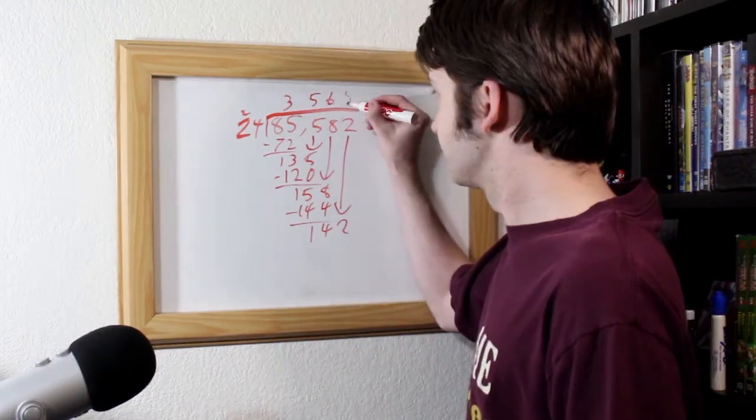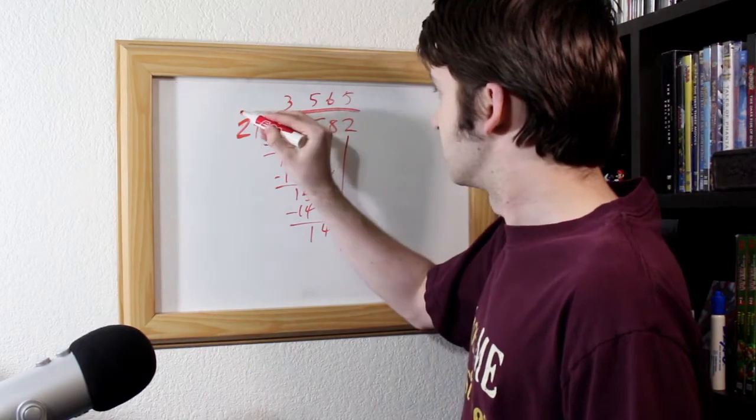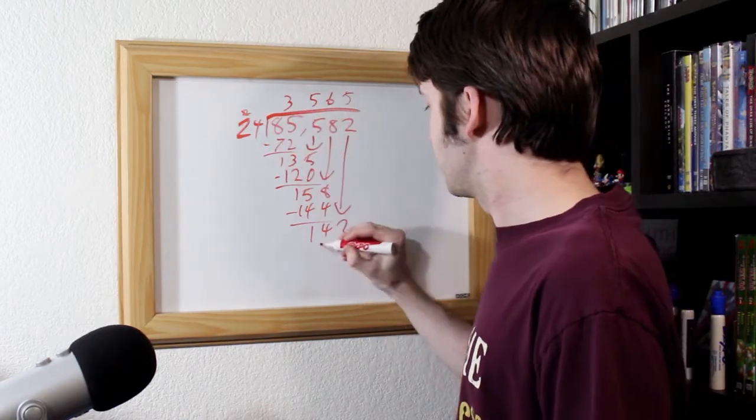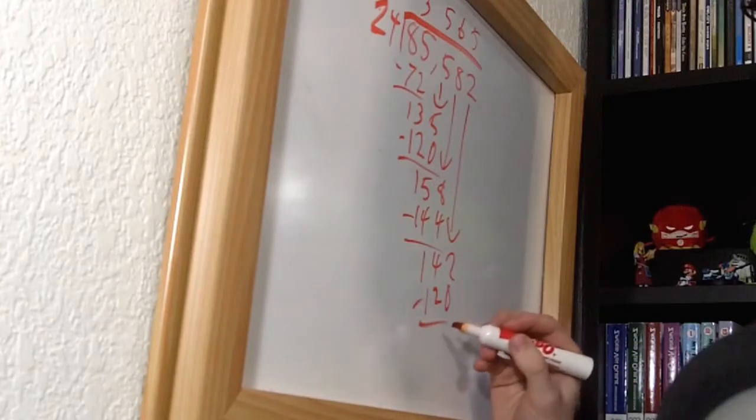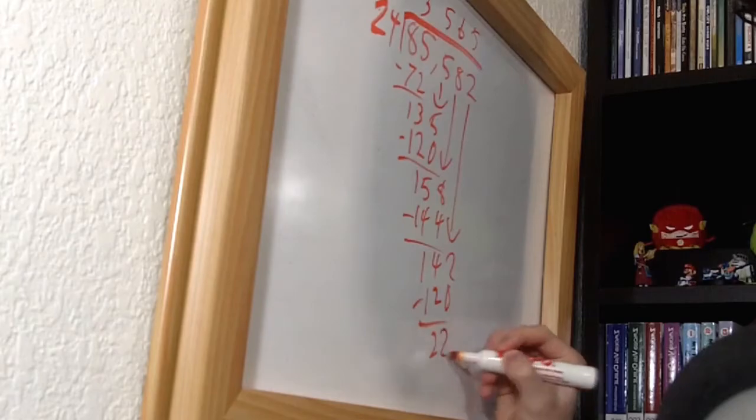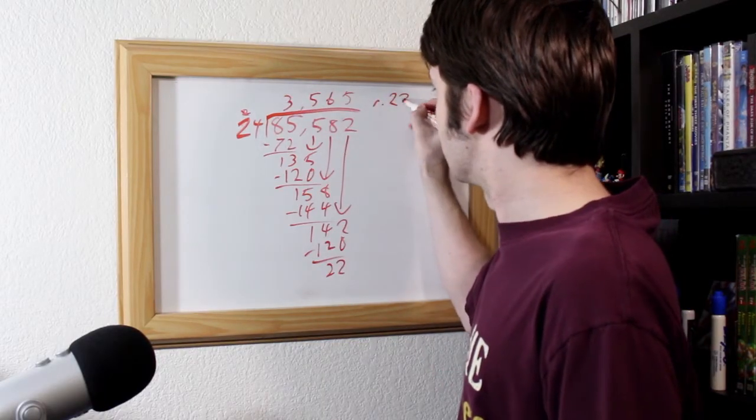5 times? Let's go with 5. 5 times 4 is 20. Here, 5 times 2 is 10 and 12. And we are left with 142 minus 120, which would be 22. Uh-oh. We have a remainder of 22.